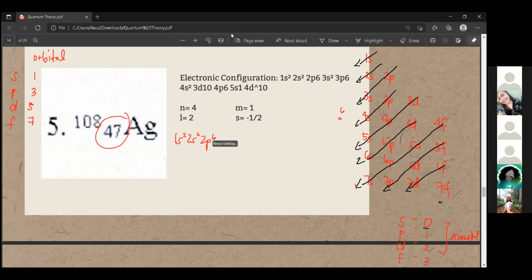1s2, 2s2, 2p6, 3s2, 3p6, 4s2, 3d10. Wait, 3d10. And then 4p6, let me write it below, 5s2, 4d, wait, 10, 20, 30, 36, 38. 47 minus 38 is 9. So yes, 4d can still accommodate it, since it can hold 10.